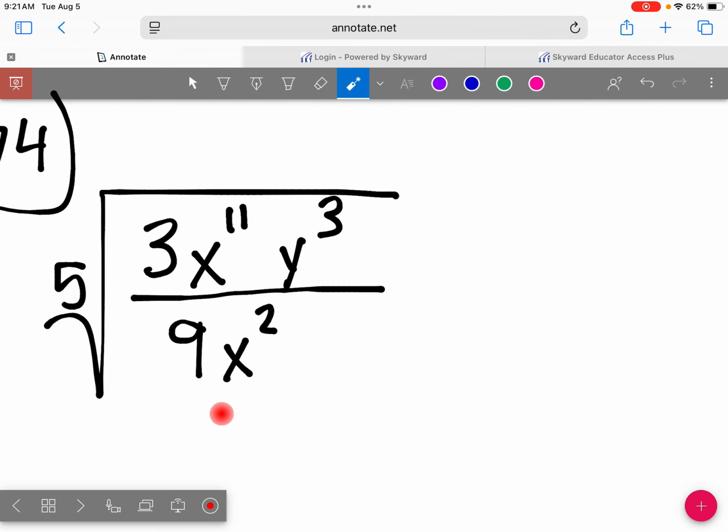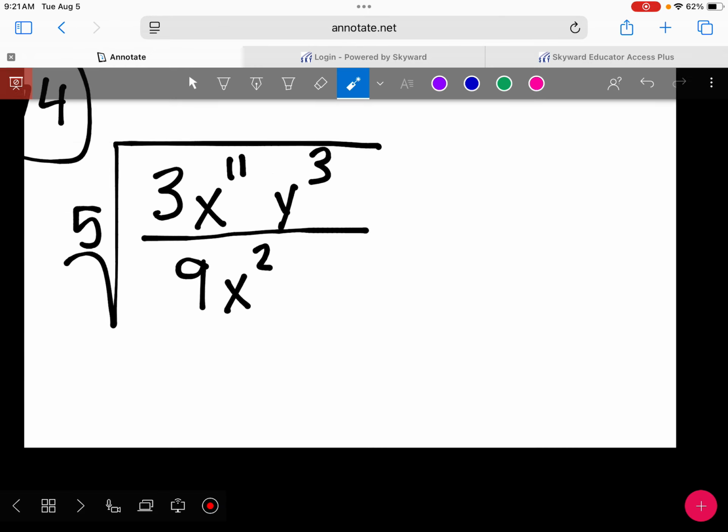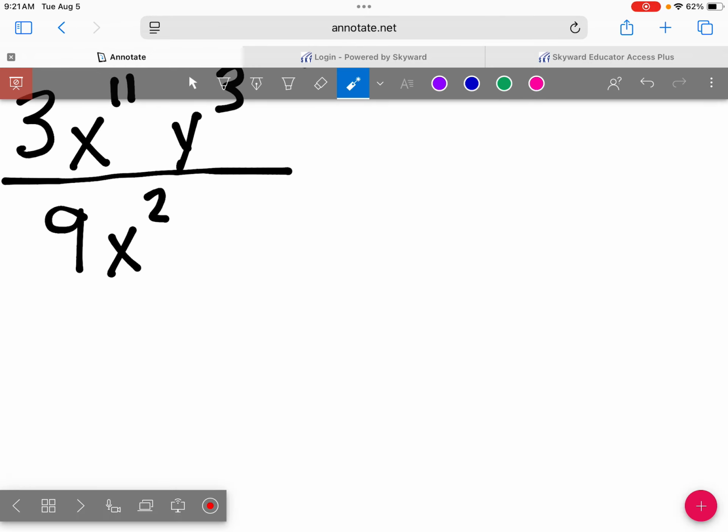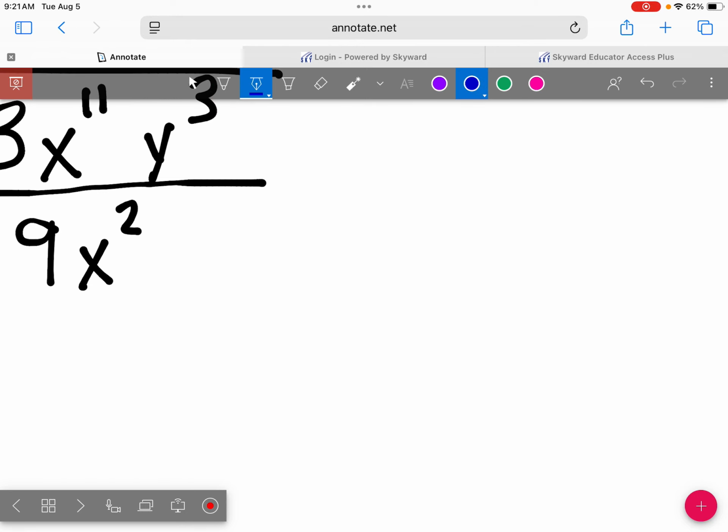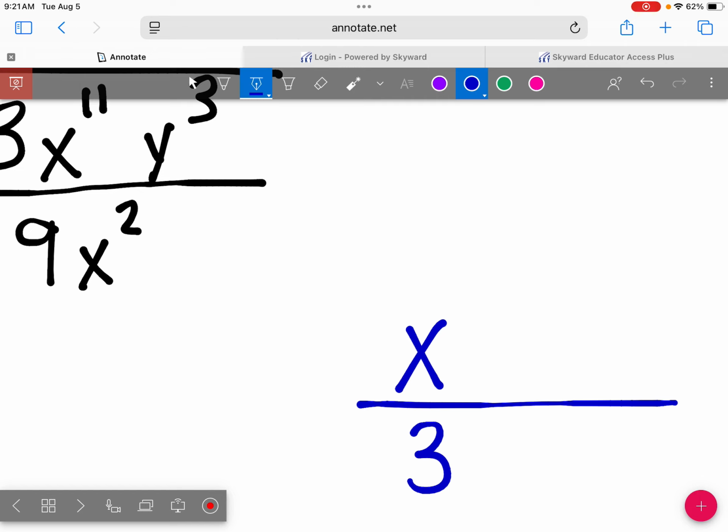So let's see if we can simplify the fraction part first. We're going to ignore the radical for a second and just simplify the fraction part. So what can we do to simplify that fraction? Yeah, the 3 and the 9, we can simplify that. We're just going to have a 3 in our denominator. What's going to go on with my x's? Yeah. So instead of having x to the 11th over x squared, we're going to have x to the 9th up here. And then we have our y cubed.